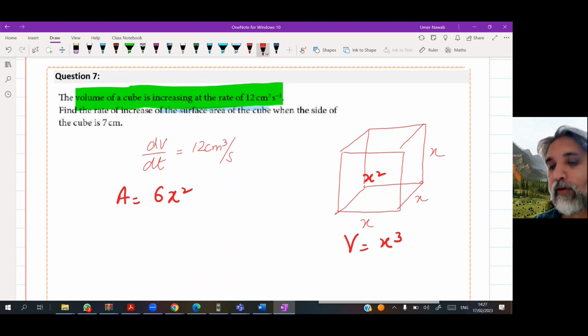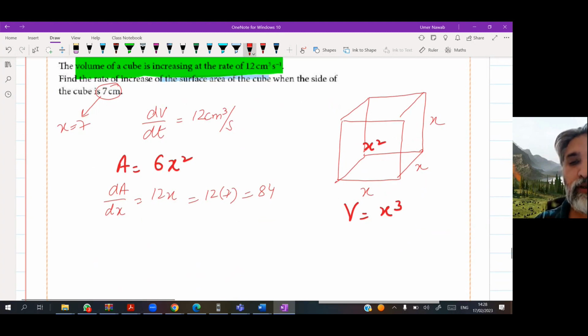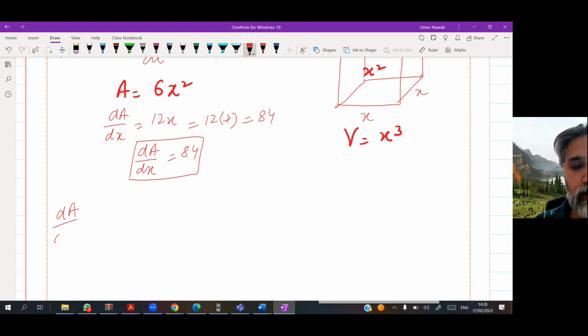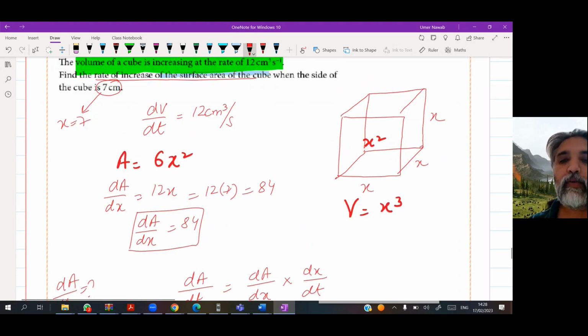I don't know whether it would be needed or not. So can I find from here, guys, dA over dx, which gives us 12x. Is the value of x given? Yes, the value of x is 7. Substitute it here, 12 times 7, which is 84. I found dA over dx is 84. The examiner is asking you the rate of the surface area, so dA over dt is required. I'm going to write dA over dt. It is dA over dx, and then dx over dt. Unfortunately, I don't have dx over dt.